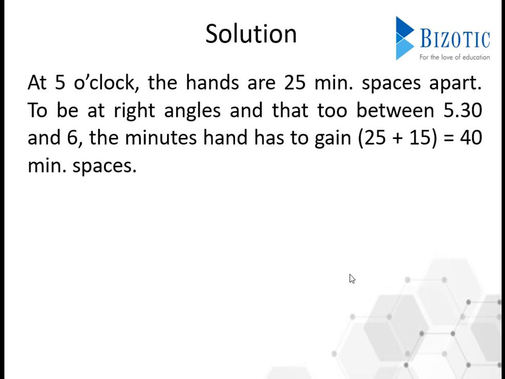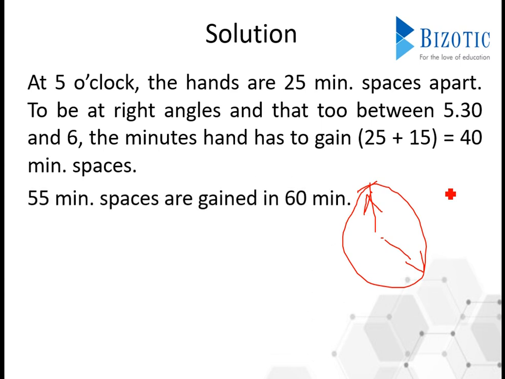At 5 o'clock, the hands are 25 minutes apart. I told you every time you have to imagine a clock. So at 5 o'clock, there will be 25 minute spaces apart. To be at right angles, that too between 5:30 and 6, the minute hand has to gain 15 minute spaces. So in total the minute hand has to gain 40 minute spaces. And in the concept part, I explained that in every hour a minute hand will be gaining 55 minute spaces. So if it's 55 minute spaces for 60 minutes, what will be the minutes for 40 minute spaces?